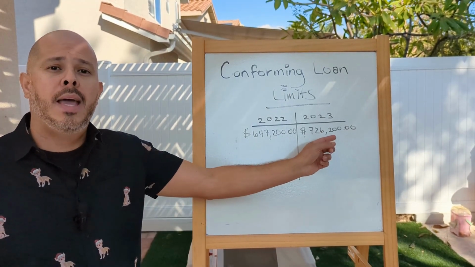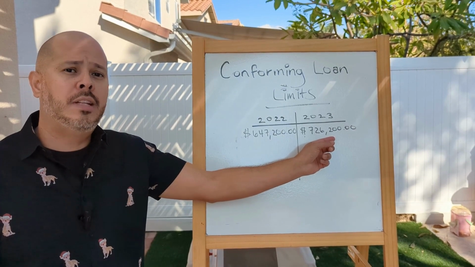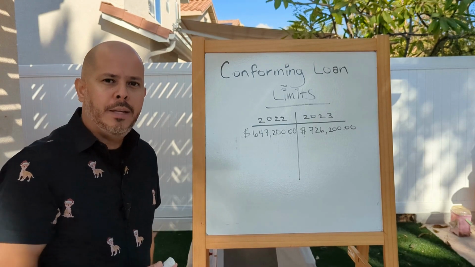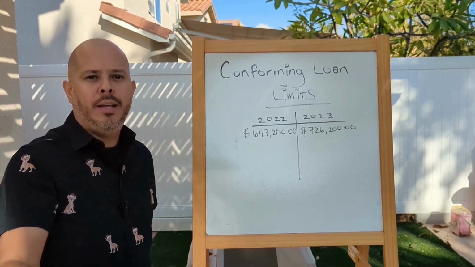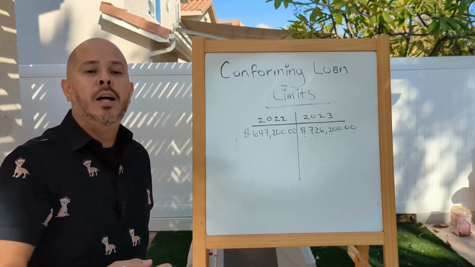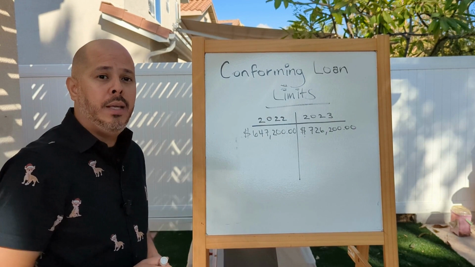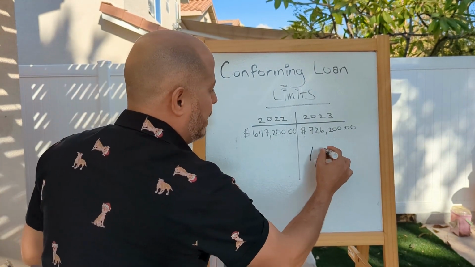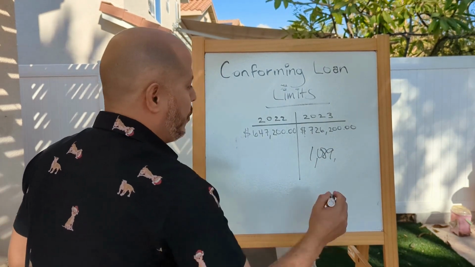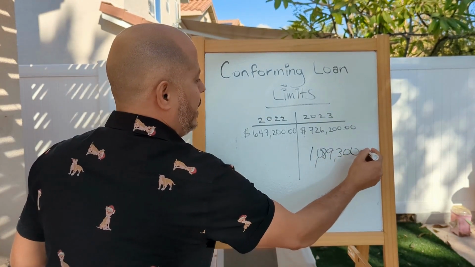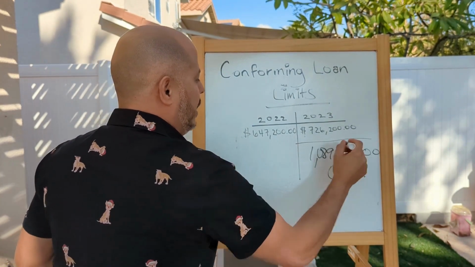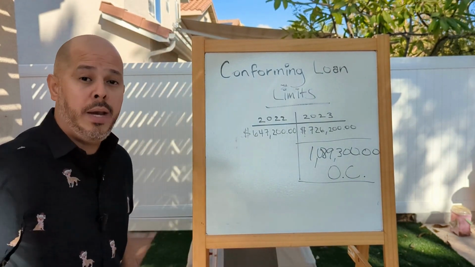Now, this is our base, and they go from this number to determine low value areas and high priced areas. So like I mentioned, we do have high priced and low priced areas. Orange County is considered obviously a high priced area. So the loan limit in Orange County is actually $1,089,300. Sorry, I had to make sure I was writing that right. For Orange County.